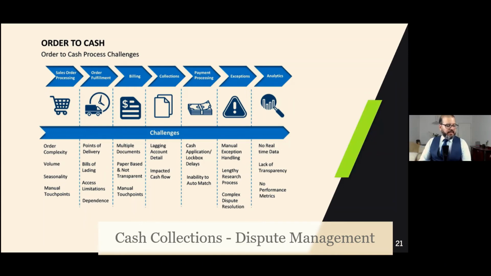Then we talk about cash collections, the impacted cash flow, and lagging account details. That's very important. You need to keep the balances tidy and have all the relevant details that you need for your cash collections. Payment processing, cash application, lockbox delays, and inability to auto match can lead to a situation where you end up with disputes with your customers. And then we have some exceptions as well, and analytics. I'll not go into that detail, but end to end, we look at the order to cash process. Each one of the touch points can be a reason for your disputes.